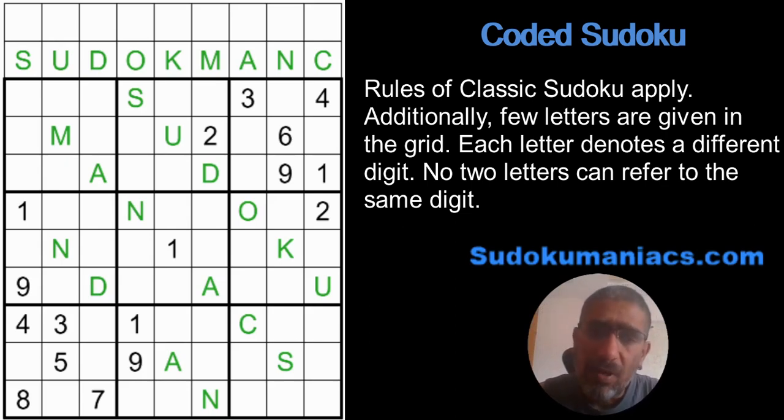Now, normally when I'm solving a coded Sudoku on paper in competitions, what I do is I write the unique letters outside the grid, and every possible pencil mark that would fall in a cell which contains that letter, I write the pencil marks beside the letter outside the grid.